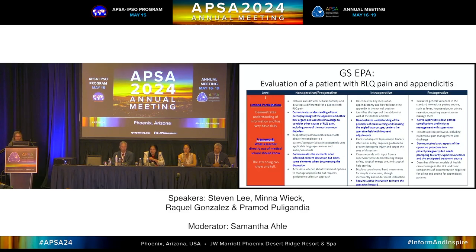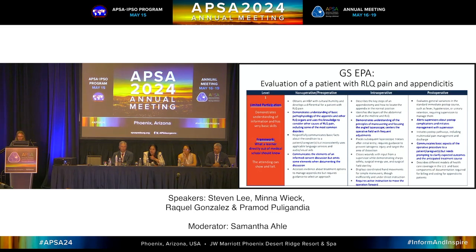lower quadrant pain and appendicitis. Limited participation uses the framework of what a learner directly out of medical school should know. So preoperatively, the learner demonstrates understanding of basic pathophysiology of the appendix and right lower quadrant and can apply this knowledge to other causes of right lower quadrant pain. The learner can communicate the elements of an informed consent, but when documenting, perhaps forgets some of the elements. Intraoperatively, they can demonstrate understanding of the principles of maneuvering and focusing the scope, but require adjustments to center the operative field. They require active instruction to move the operation forward. Postoperatively, they can recognize complications, but need to alert someone to initiate the management.